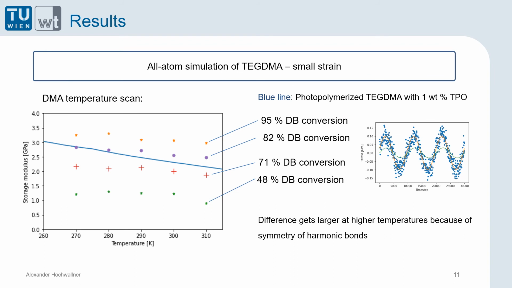The next step is then, from the final product we can also learn something about the mechanical properties. In this graph you can see a DMA experiment. The final product was periodically displaced and the storage modulus was measured. The solid blue line is an actual measurement of photopolymerized TEC-DMA, and the data points are 95% double bond conversion, 82%, and you can see the material with 82% double bond conversion is pretty close to the experimental values in the range from 270 to 300 Kelvin.